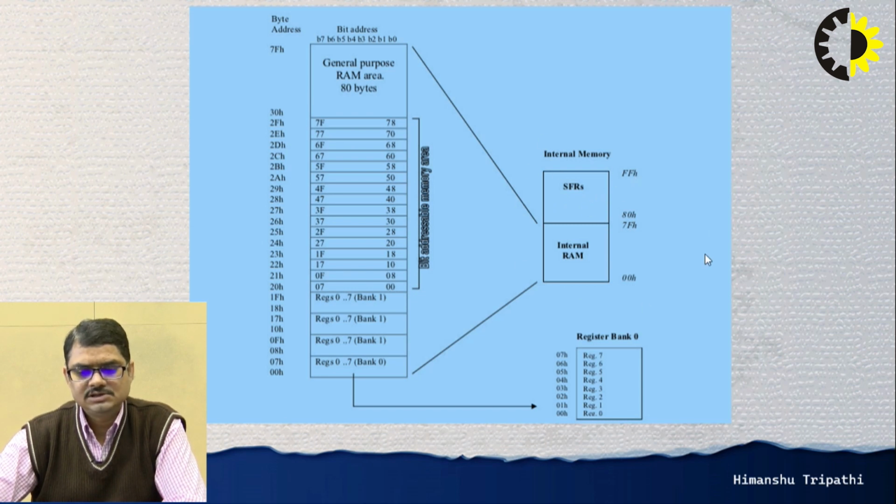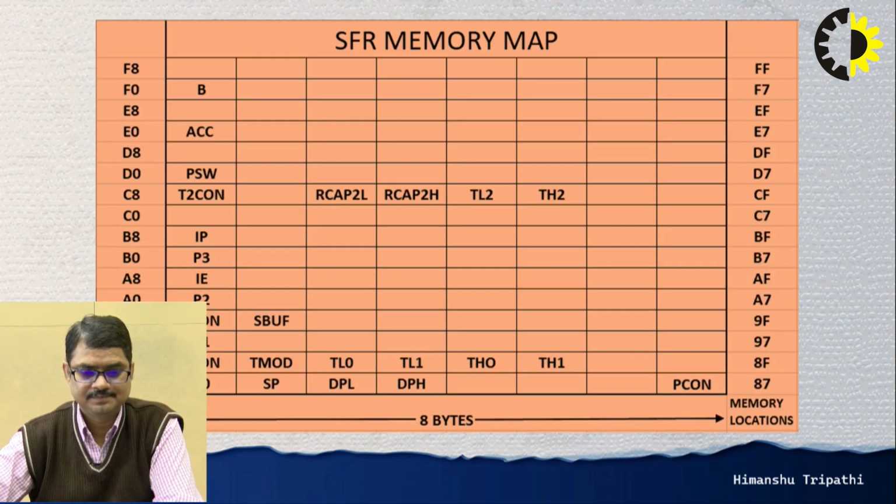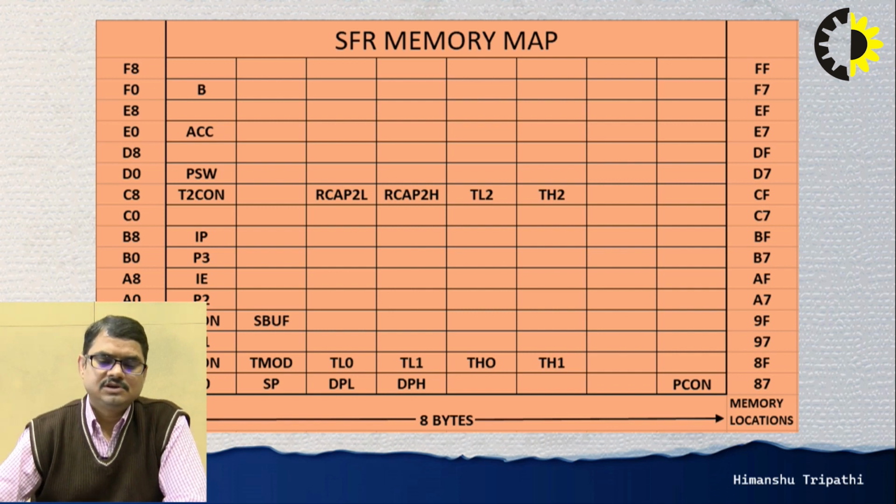So here you can see that if we define the internal memory of the 8051 microcontroller, we have internal RAM from 00H to 7FH. This is 128 bytes of RAM available inside the 8051 microcontroller. And from 80 to FFH, this is another section of 128 bytes of RAM, which is also known as the special function register space. We will see what is available inside this SFR space. So this is the SFR memory map.